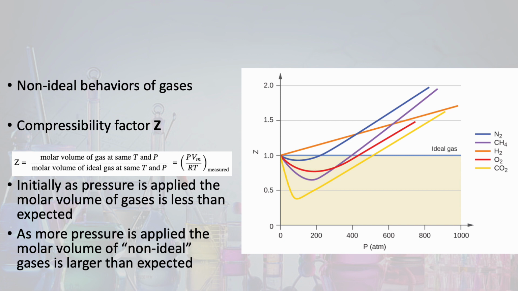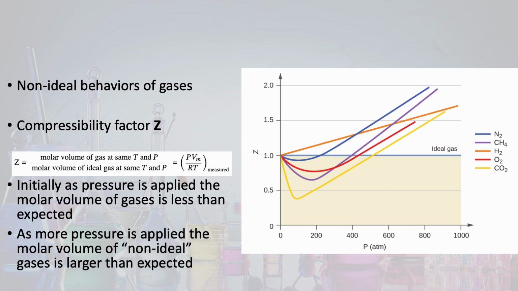So another way we can mathematically visualize or represent the behavior of gases and how they stray from how an ideal gas would behave is using the compressibility factor Z, right? So essentially we can use this formula. Z equals the molar volume of gas at the same temperature and pressure divided by the molar volume of an ideal gas at the same temperature and pressure, right? So basically what this breaks down to is the measured molar volume of any given gas versus what you would expect the molar volume of an ideal gas to be. So the closer Z is to 1, the closer your gas is to idealness.